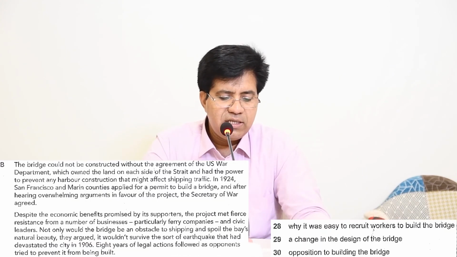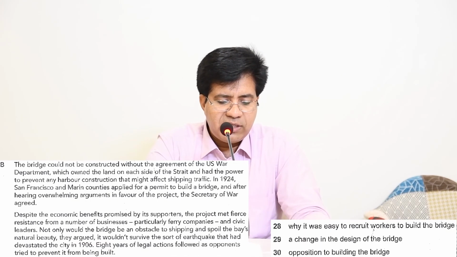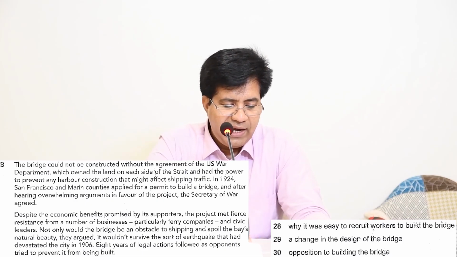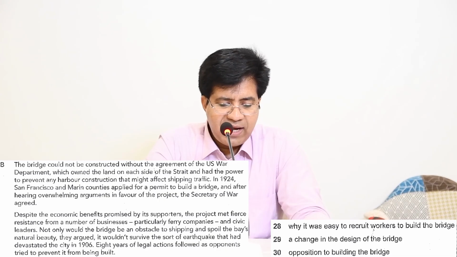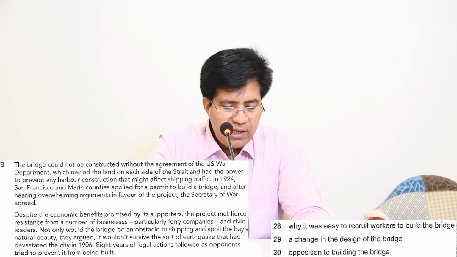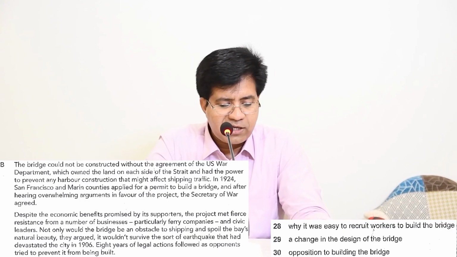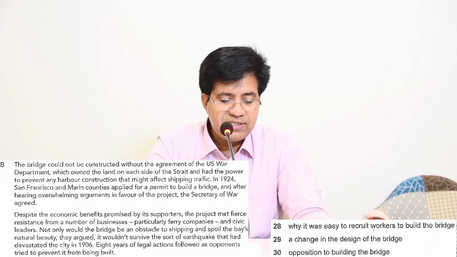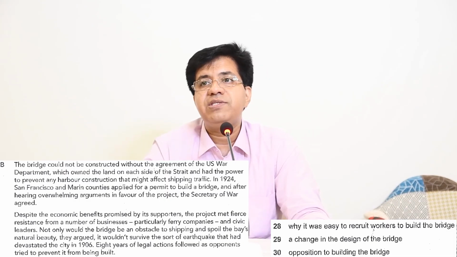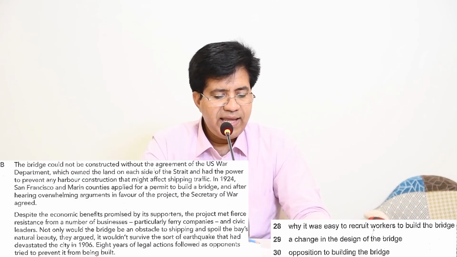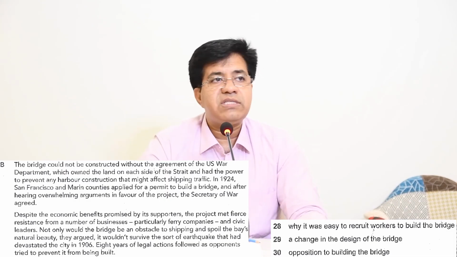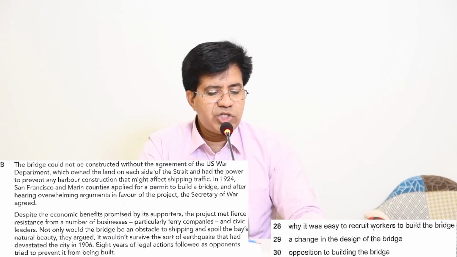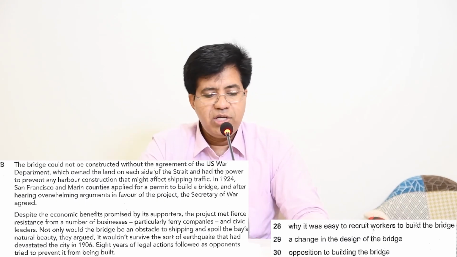Paragraph B, please. The bridge could not be constructed without the agreement of the US War Department, which owned the land to each side of the strait. And then they talked about permit. And then, despite the economic benefits promised by its supporters, the project met fierce resistance from a number of businesses. So what is that? That is opposition. Fierce resistance means opposition to building the bridge. Question number 30, answer is B.